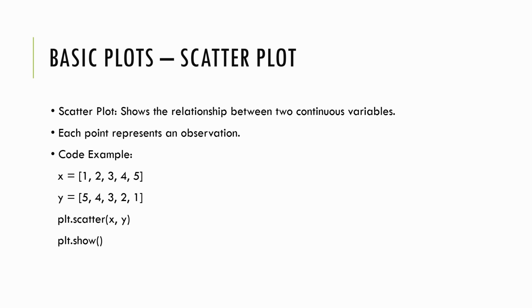Another important plot is the scatter plot. Scatter plots help us show the relationship between two continuous variables. In this example, we plot x and y values as points on the graph. Each point represents a single observation, making scatter plots great for identifying patterns or correlations in data.